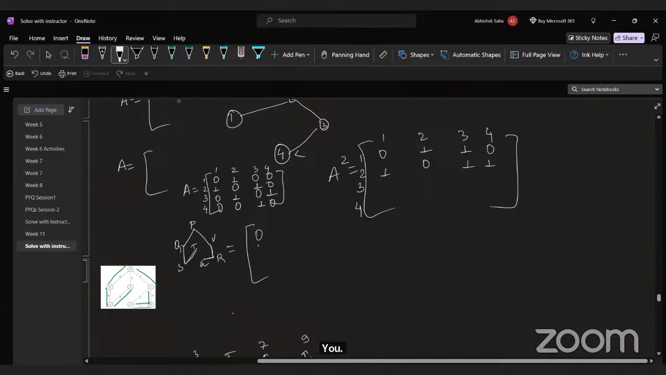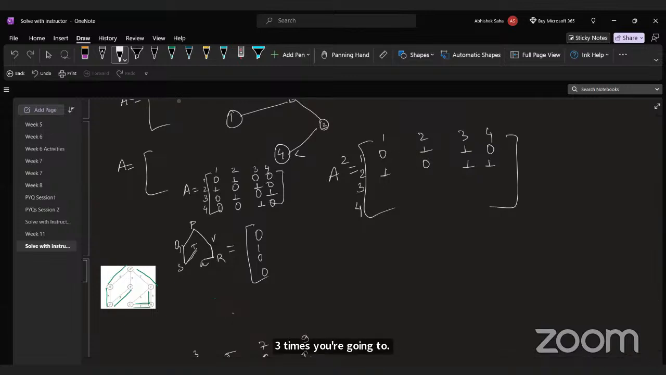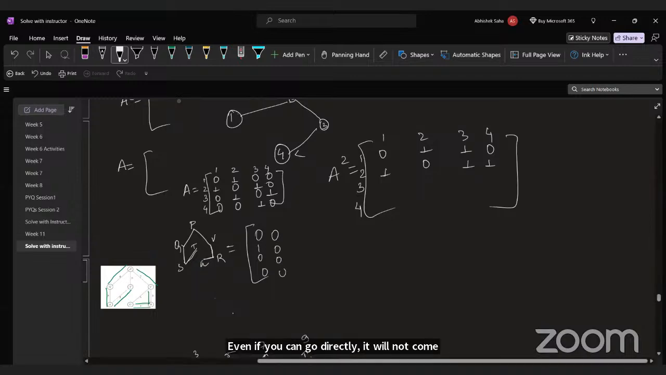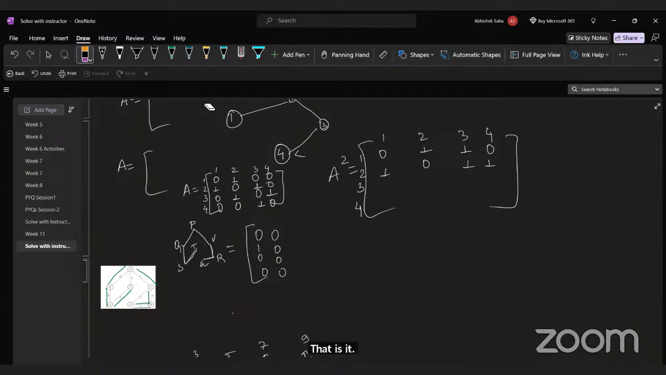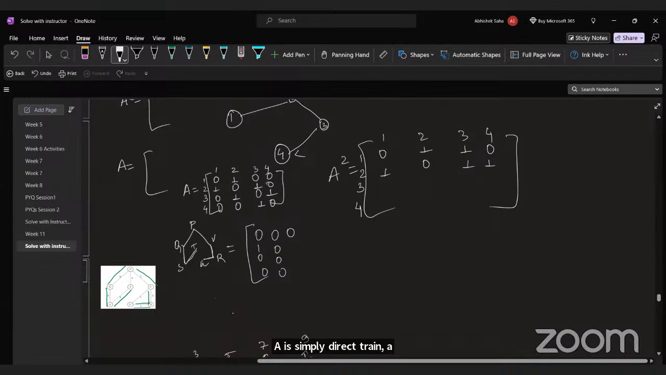A cube is 3 trains you have to go. Even if you can go directly, it will not come in A cube. A is simply a direct train. A square is 2 trains. A cube is 3 trains. A to the 4 is 4 trains. That is how it goes. Understood, sir.